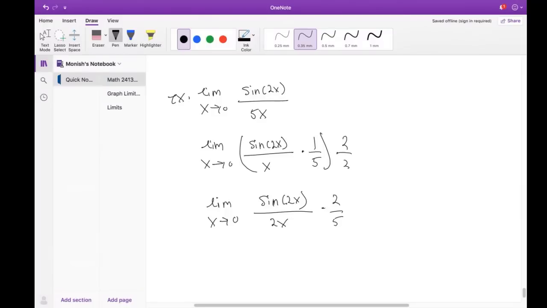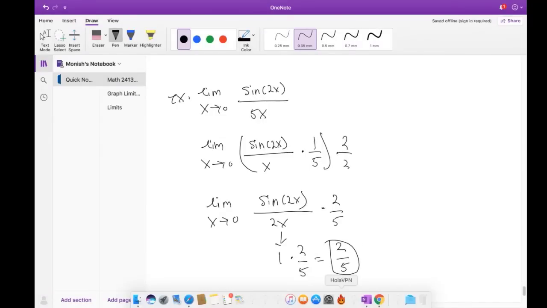And we know that sine of x over x just goes to 1, and then a constant times 1 is just 2/5. So that's usually the approach to solving something like that.